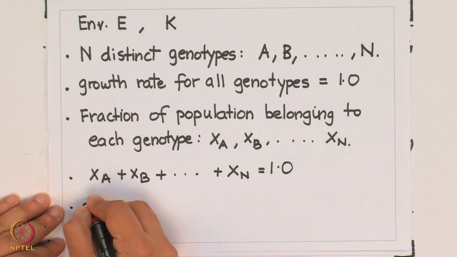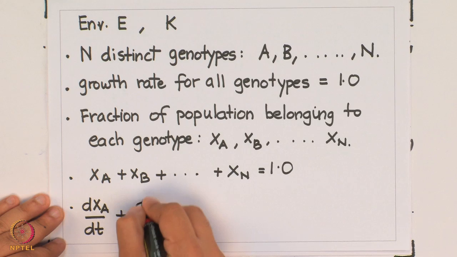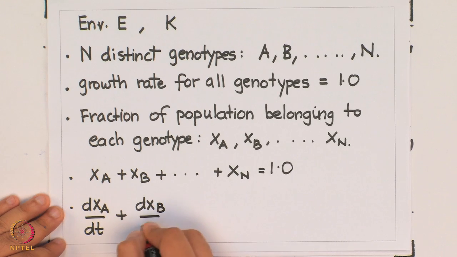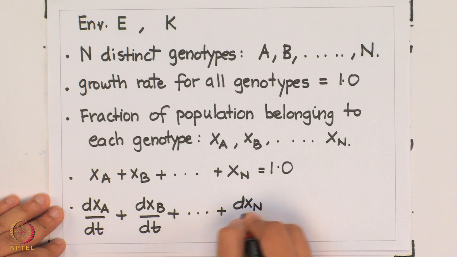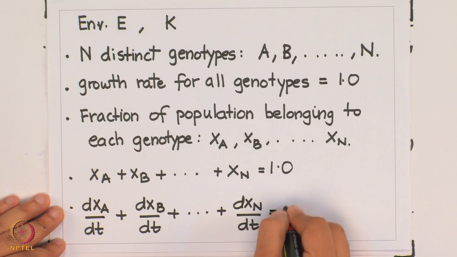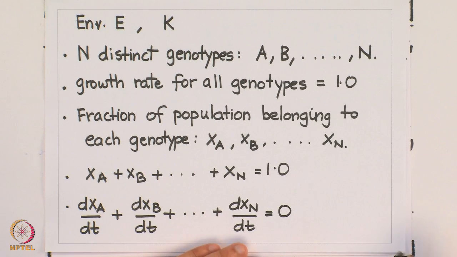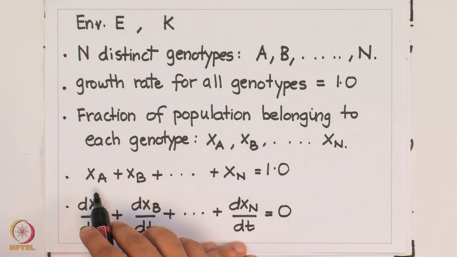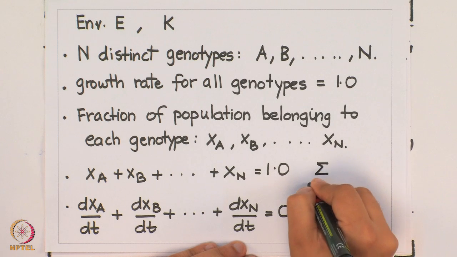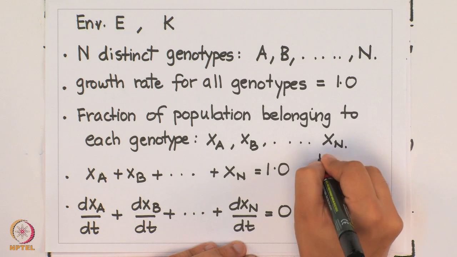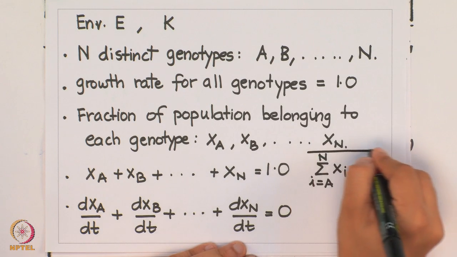And when I differentiate this, dxa by dt plus dxb by dt going all the way up to dxn by dt, this quantity should be equal to 0. One thing that you should also note, which is a matter of representation, is that when you are summing quantities from xa to xn, this can also be written as sigma i varies from a to n xi equals 1. These two statements are equivalent.